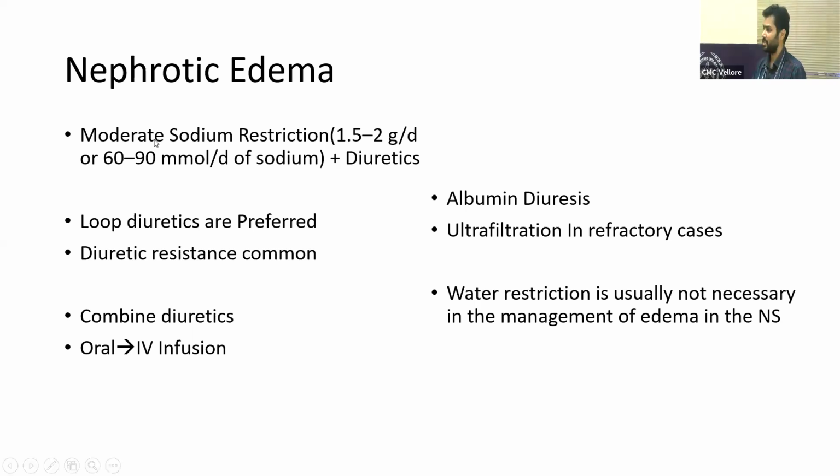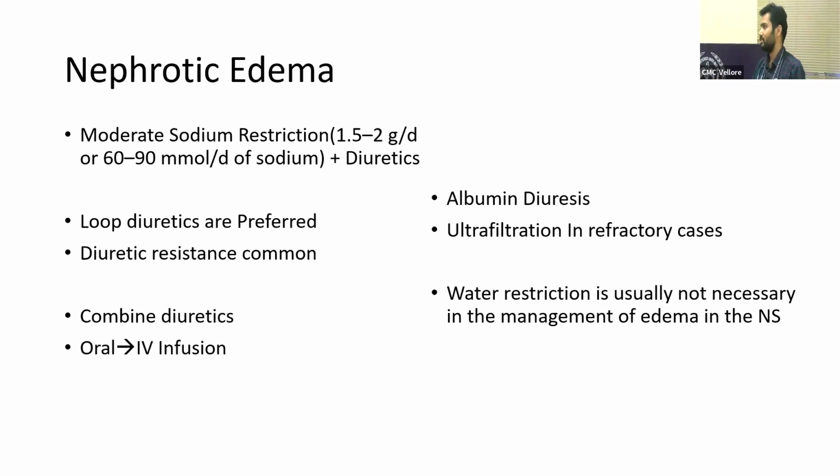Generally, loop diuretics are preferred. Usually we start with an oral split dose, morning and evening. If the patient is not responding, you can add a second drug of another class of diuretic, because if you use only one diuretic, they may develop diuretic resistance. If still the patient is not responding to this combination, you can give IV. Instead of bolus, you can use infusion, because side effects like ototoxicity are more common with the bolus dose. So always prefer infusion.